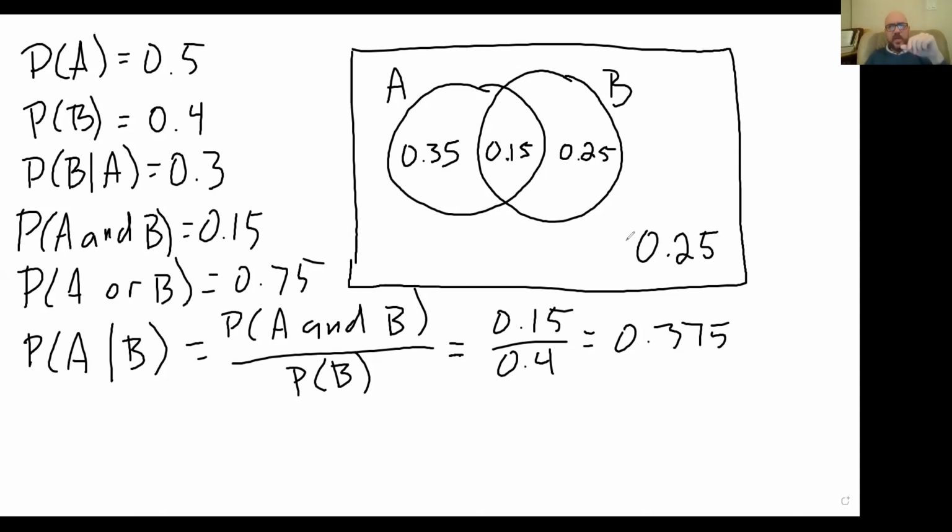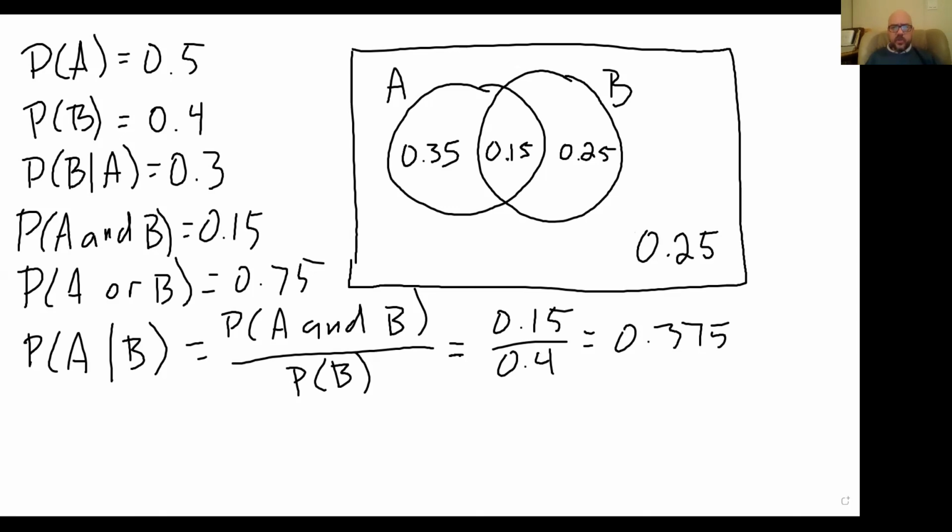I like both, to be honest. I like thinking about it both ways because one cements the other one in your brain, or at least it does in mine. I hope it does for you as well. So 0.15 out of 0.4 is 0.375, and then I'm done. So that's how you calculate the other given probability.